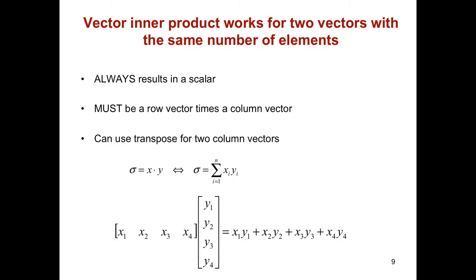But formally, we will think about a matrix, and this will make a little more sense when we do matrix multiplication. Formally, we will be able to do it if I have a row vector times a column vector. What I will get is x1 times y1 plus x2 times y2 plus x3 times y3 plus x4 times y4. If I had more elements, I would just keep doing it. Is everybody familiar with this notation?